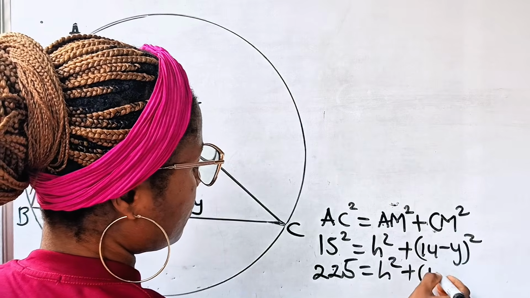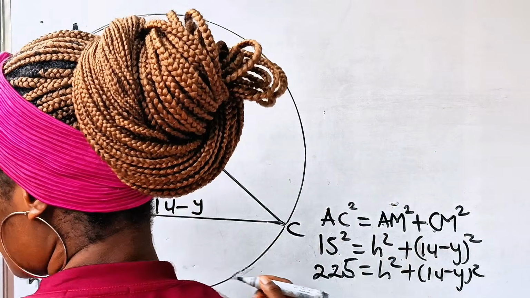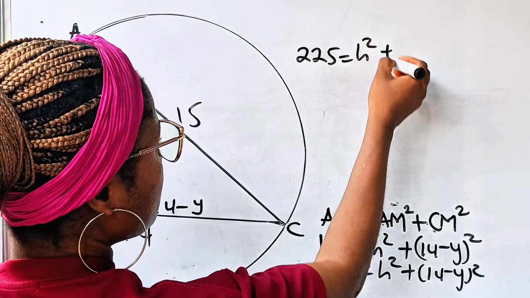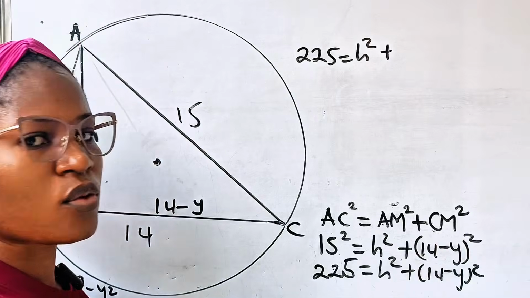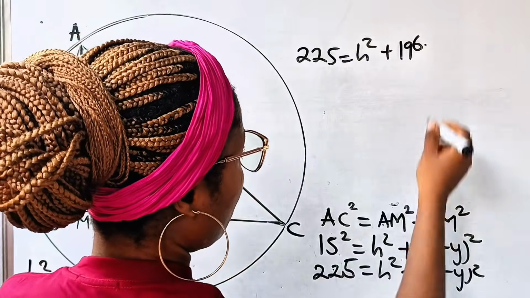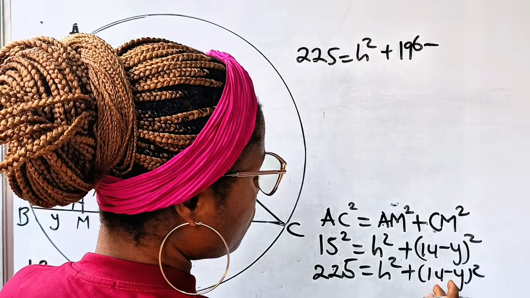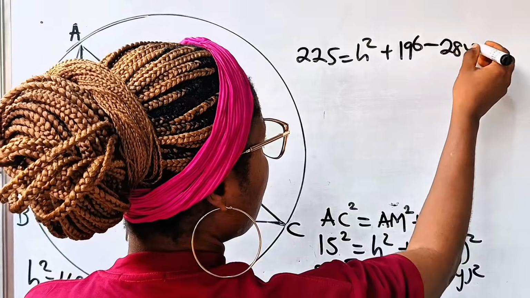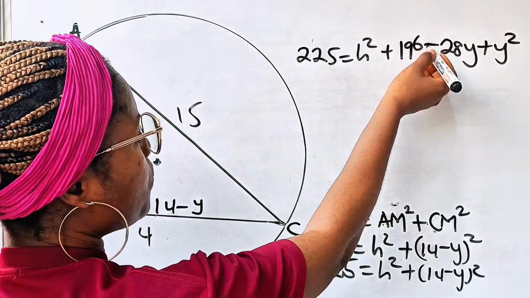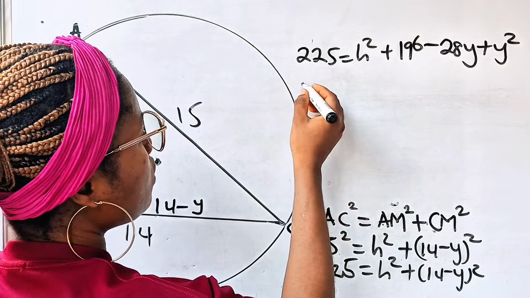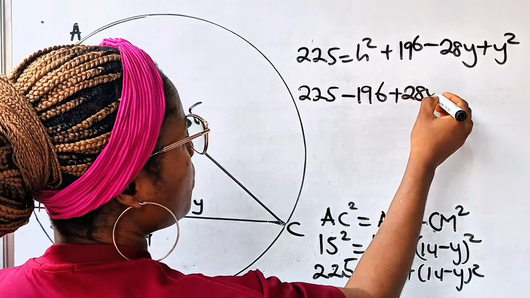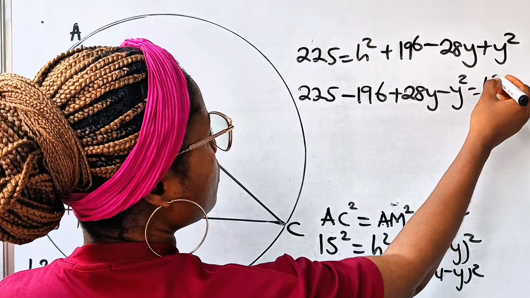Therefore, if we expand this that way, we are going to have 225 is equal to H squared plus 14 squared. 14 squared is 196. Then minus 2 times 14 times Y, 28Y. Then plus Y squared. Alright. Now let's bring everything to one side and leave H squared. So we are going to have 225 minus 196 plus 28Y minus Y squared is equal to H squared.